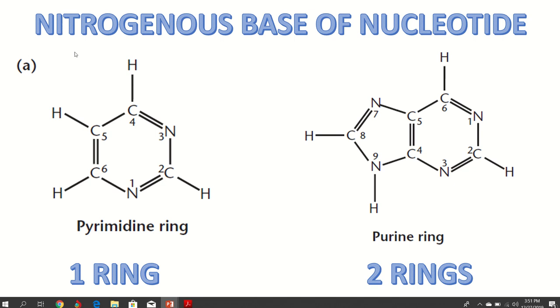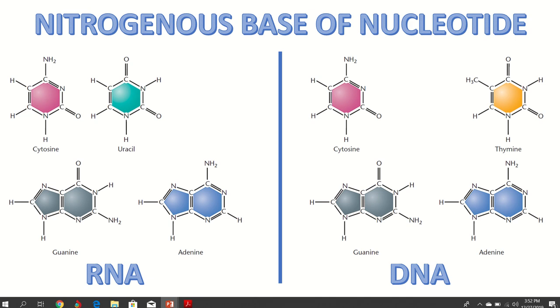Now, how about the nitrogenous base? The nitrogenous base, we have two kinds. The one with the single chemical ring is also known as the pyrimidine. And the one with two rings is also known as the purine. So let us now compare the different nitrogenous bases in DNA and RNA. In RNA, we have four nitrogenous bases: cytosine, uracil, guanine, and adenine. While in DNA, we have cytosine, thymine, guanine, and adenine.